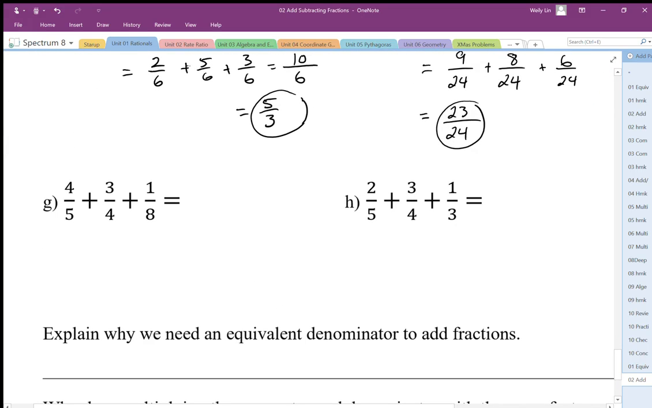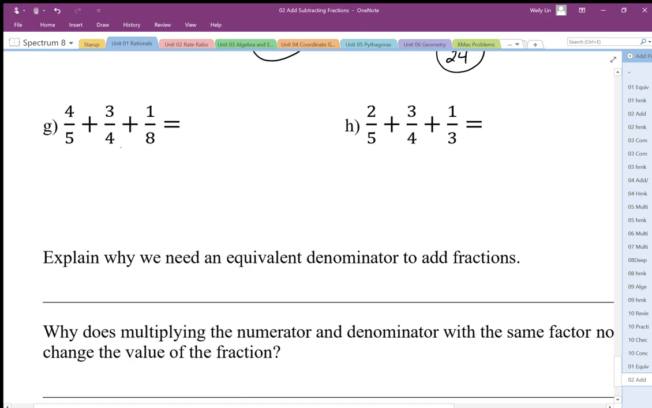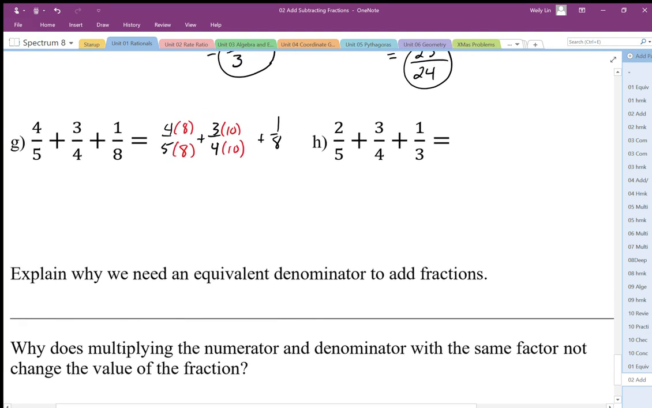So same thing here. We need to get common size pieces. This is a little bit harder, but it looks like 40 might be the lowest common multiple of those three numbers. I'm going to start with 4/5 and times it by 8. My 3/4 is going to be times by 10, times by 10, so I get my denominator of 40 here. And then my 1/8, this one's going to be times by 5, times by 5.